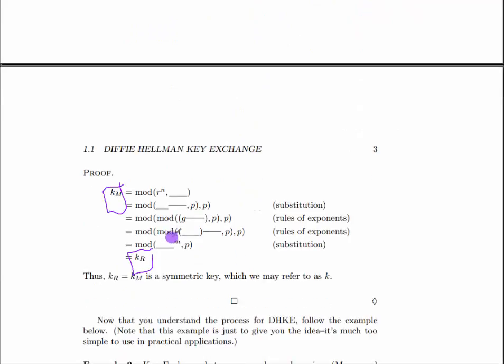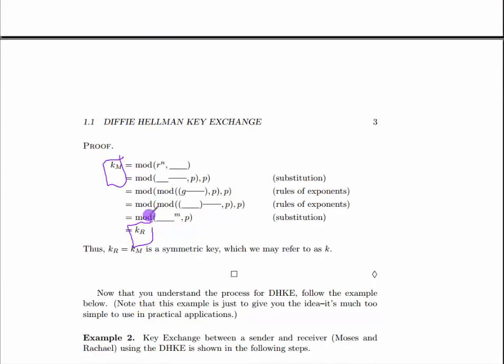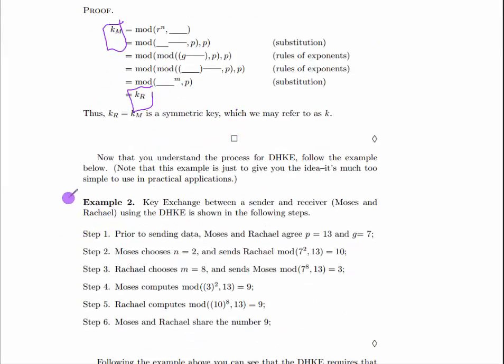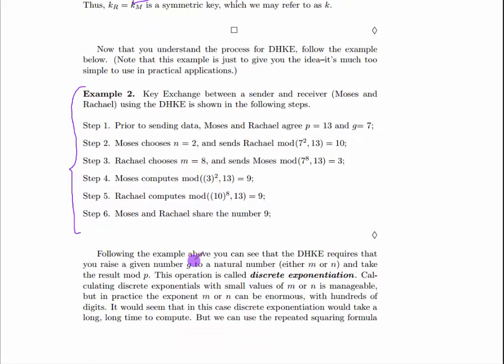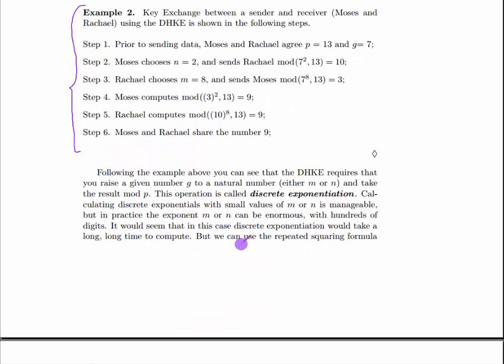All right, but at this point, we can see that somehow these two have exchanged information and they end up with the same result. Okay, so here's an example you can work. This is another example with specific numbers. All right, so let's try to analyze what's going on.